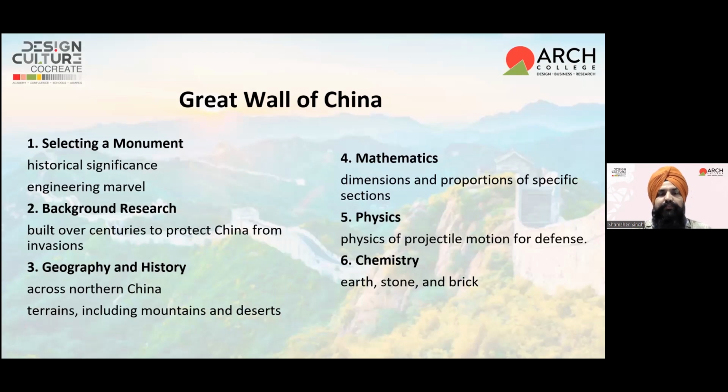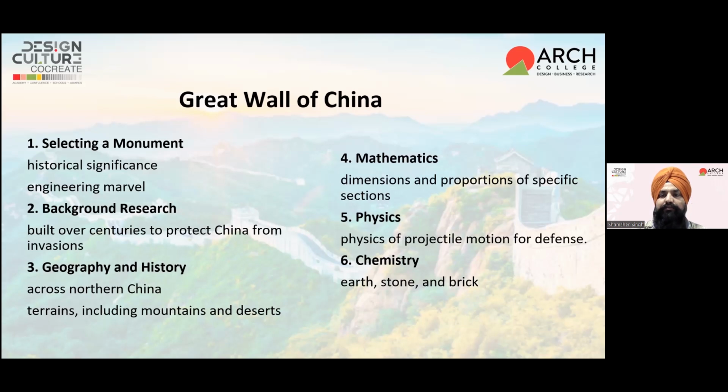Okay, so here I have taken the example of the Great Wall of China. Purposefully, I have not taken any Indian monument. If you talk about the Great Wall of China, it has very huge historical significance, and it's an engineering marvel from that point in time. Why was it built? It was mainly built as a defensive structure, because China was facing a lot of invasions, and it was built over centuries across northern China, over different terrains, mountains, deserts, and all that.